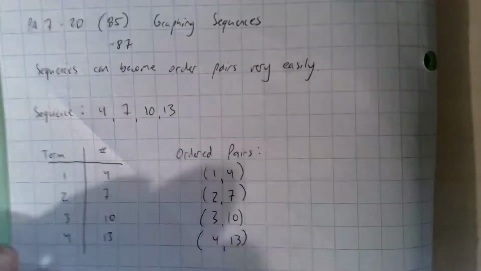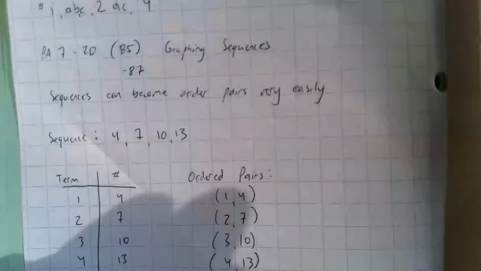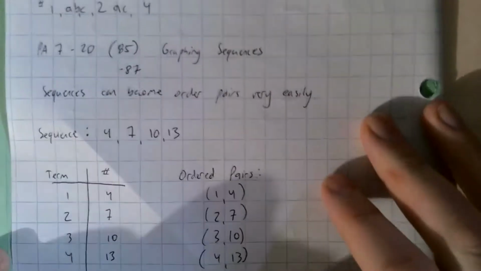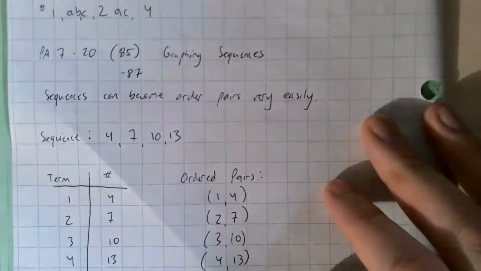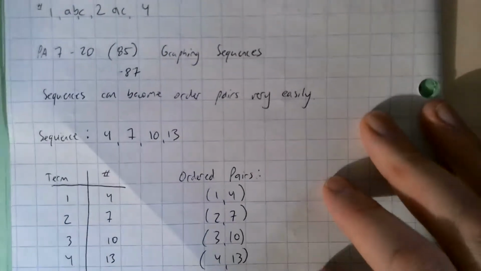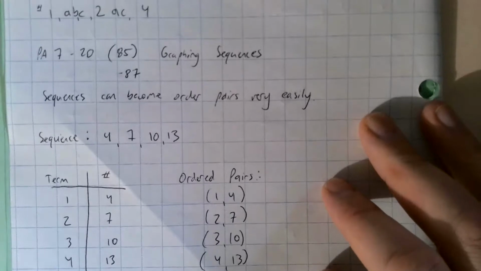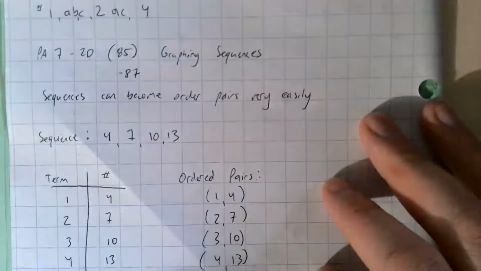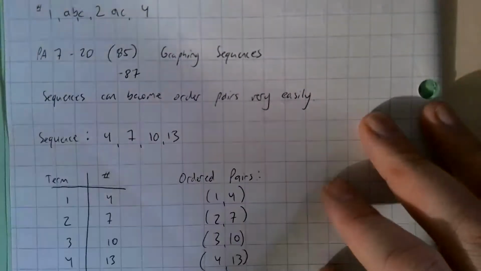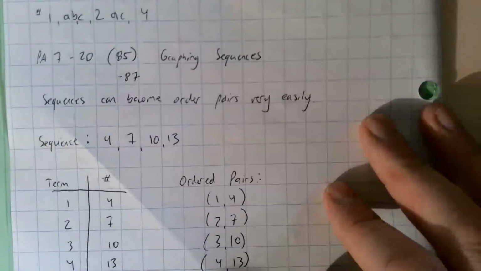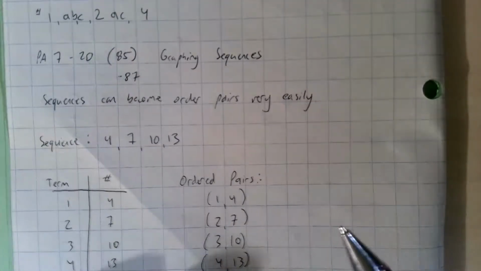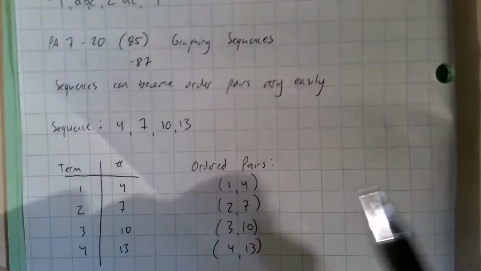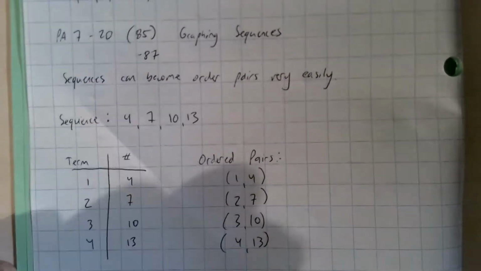Good morning, students. This is our lesson on patterns in algebra, lesson 20, found on pages 85 through 87. It's called graphing sequences. Last class, we talked about ordered pairs and sequences that turn into ordered pairs. Sequences can turn into ordered pairs very easily. Sequences are just series of numbers, and you turn them into ordered pairs by going through these two steps.